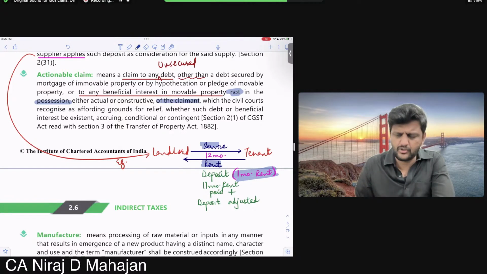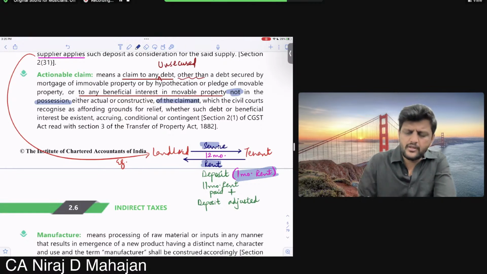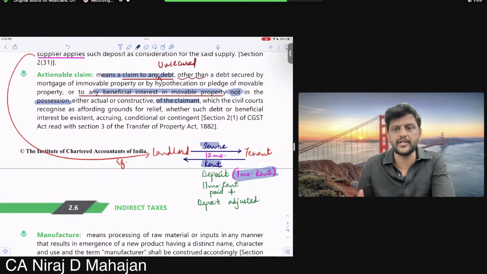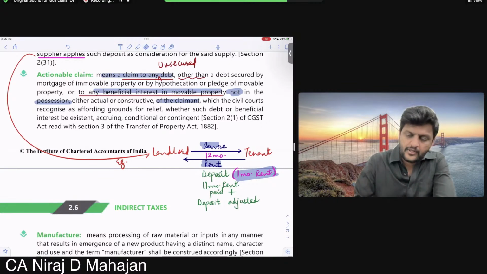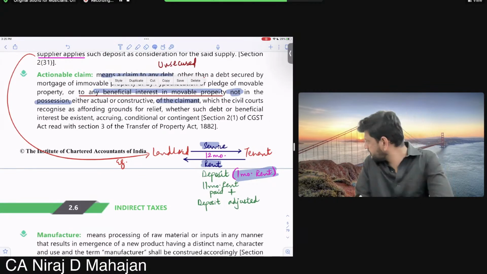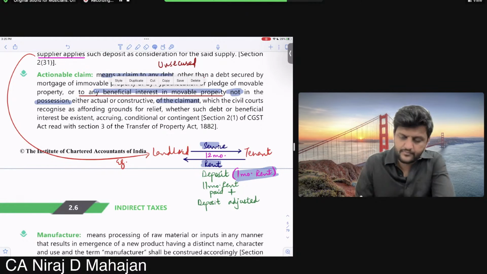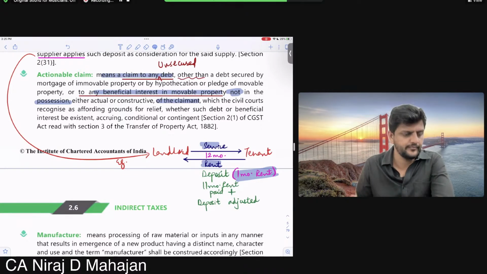We'll see some examples of this. But again, you have a right to claim some debt, or you have some interest in any movable property. Alright, that will be about actionable claim. You can take an action against your claim. Okay? Can we go ahead?